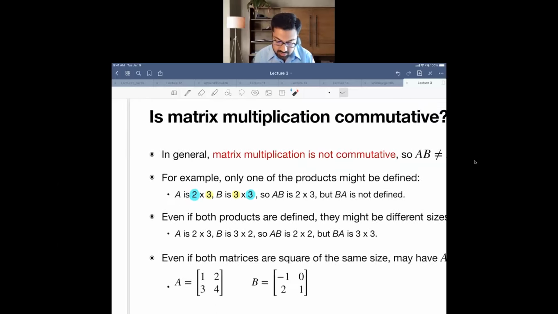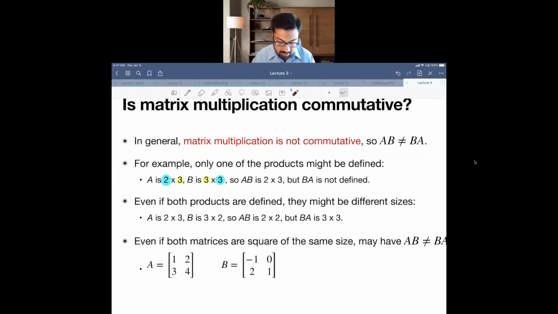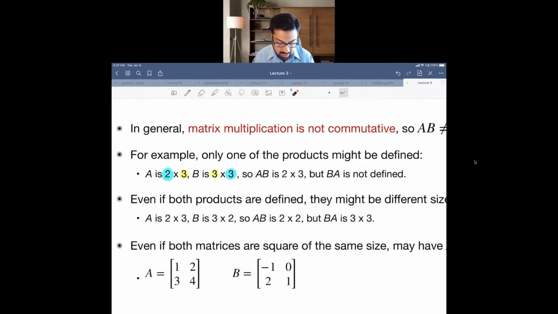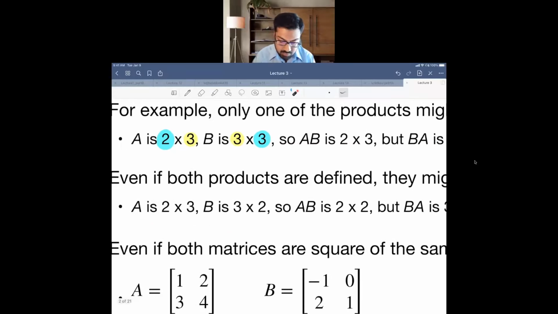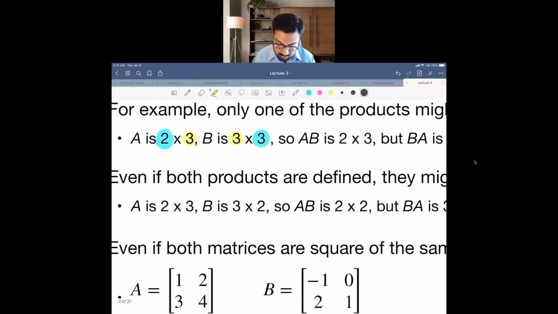Now let's take a case where even if both products are defined, even if the sizes match up, there might be different sizes at the end after you multiply. So for example, here we are taking A to be 2 by 3, B to be 3 by 2. So if you multiply A times B, we can do this quickly. This matches with that, which means that the result is going to be 2 by 2. So AB is 2 by 2.